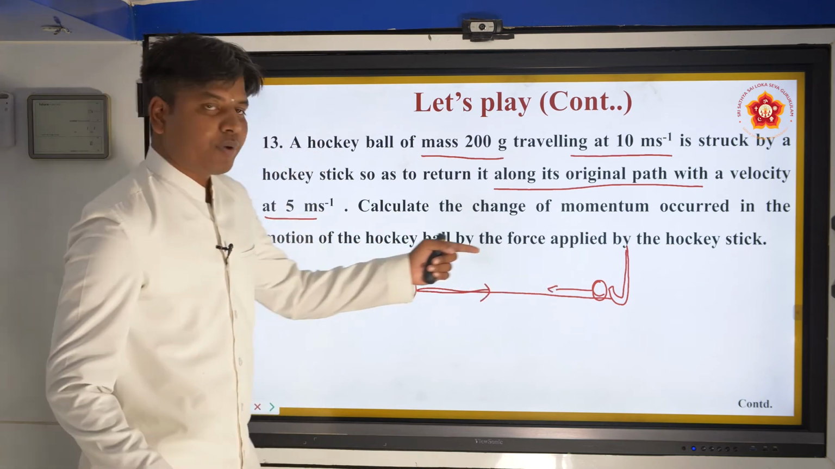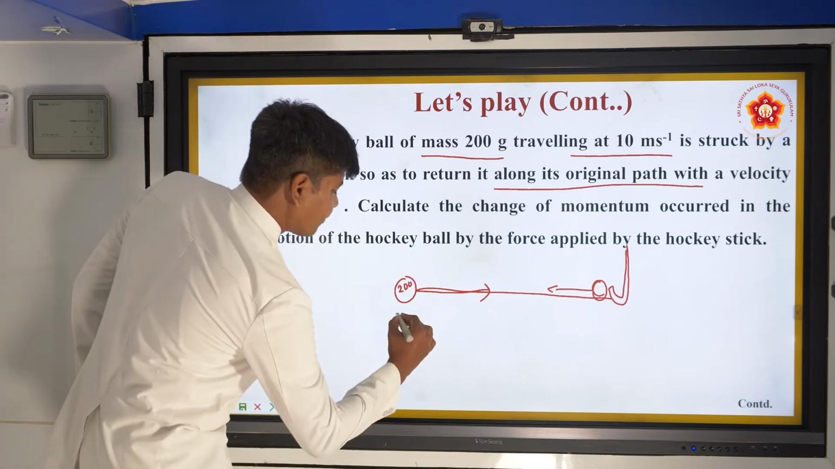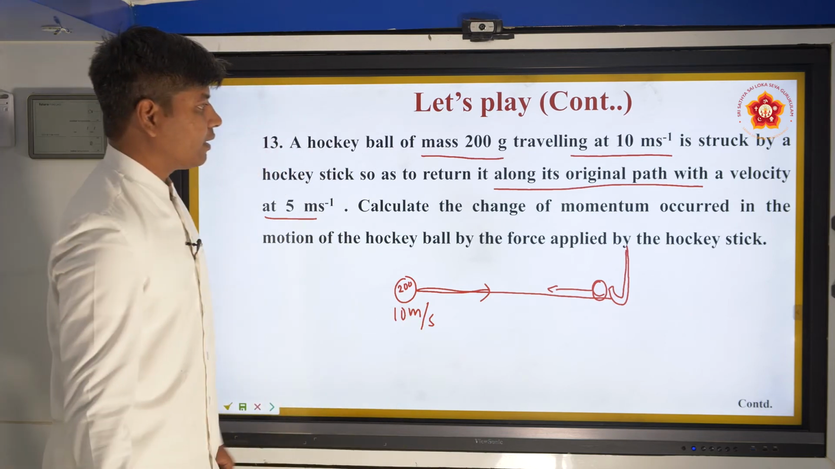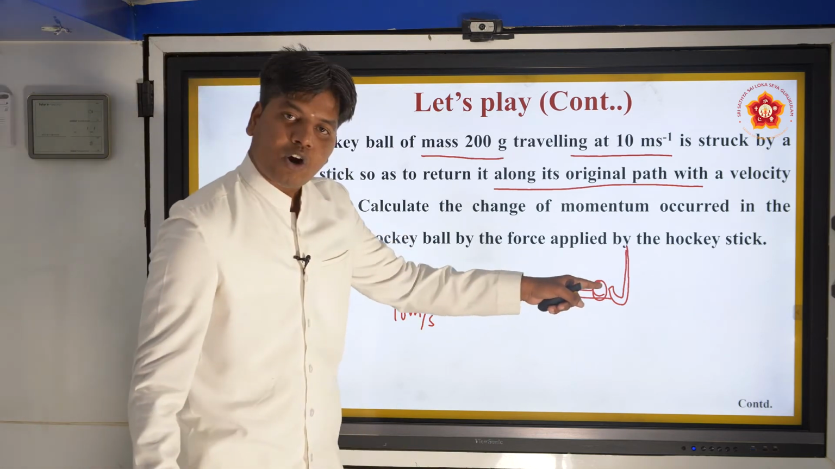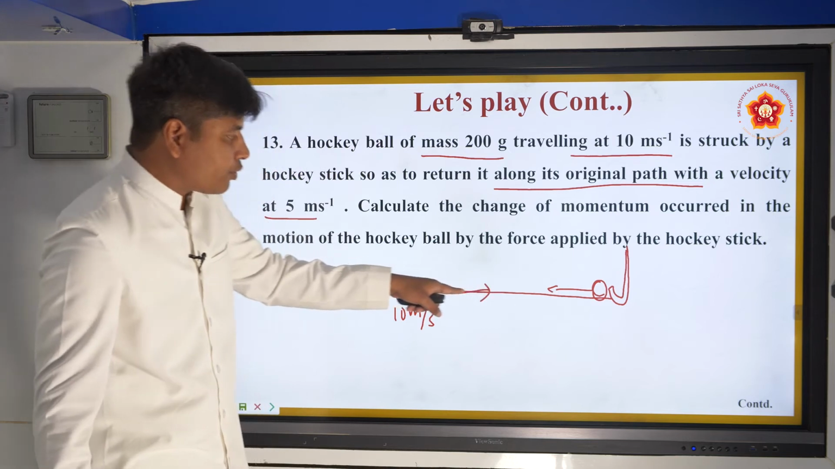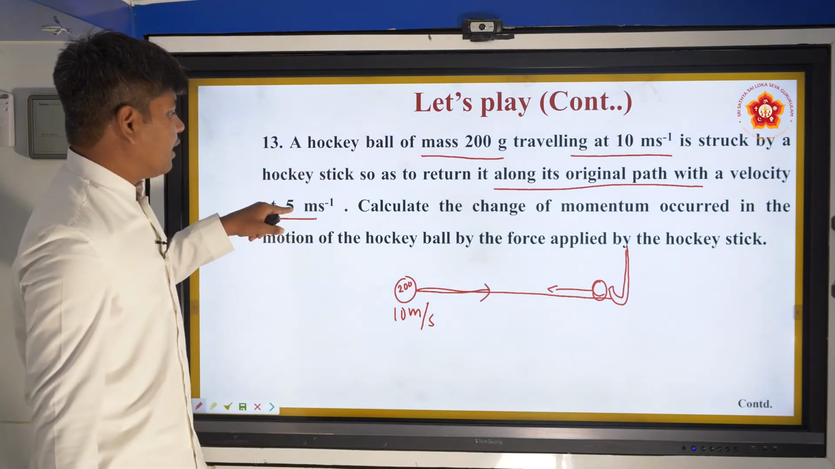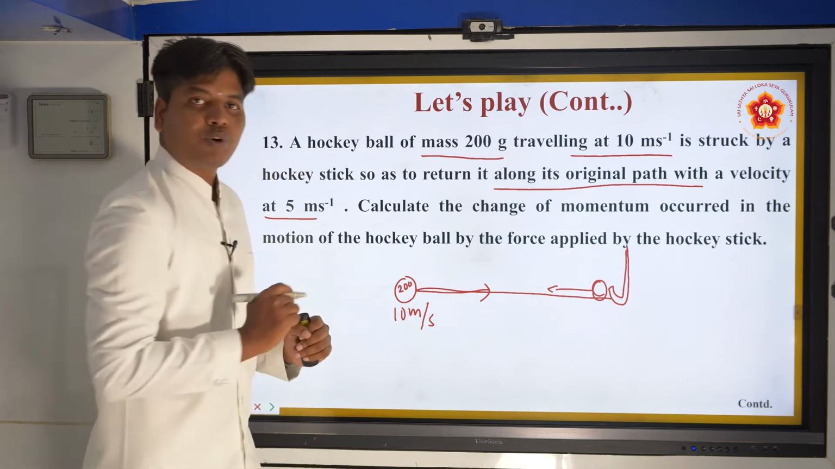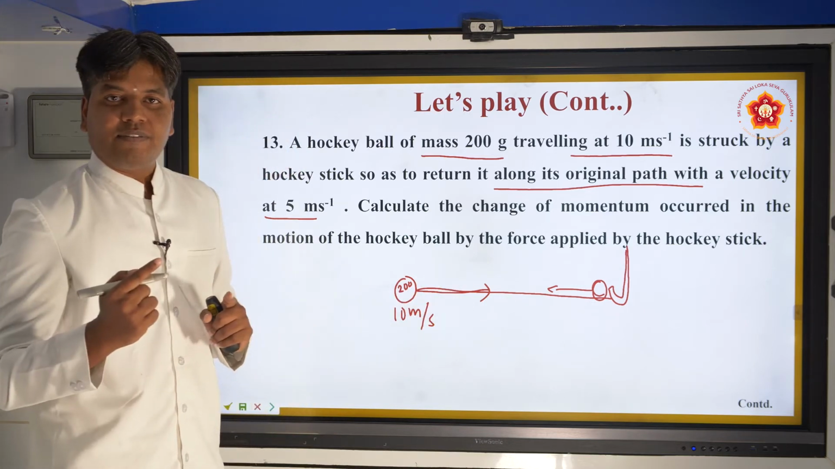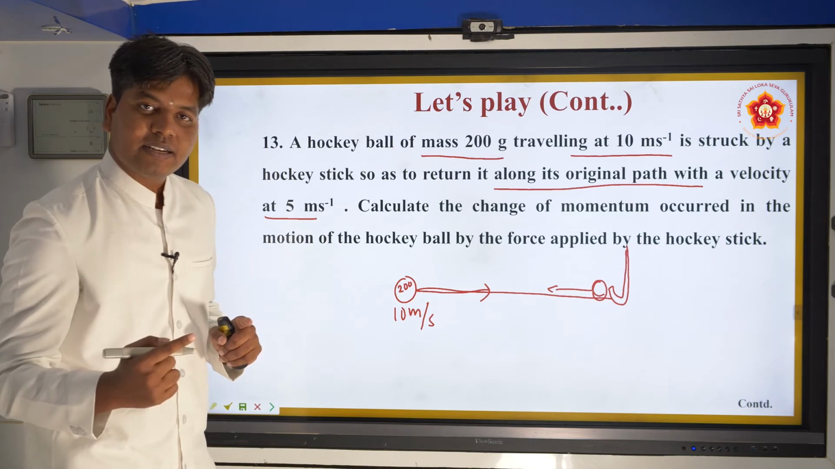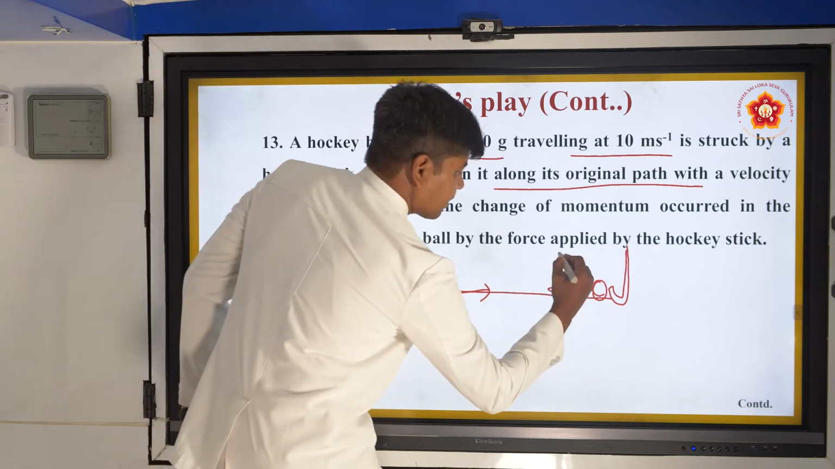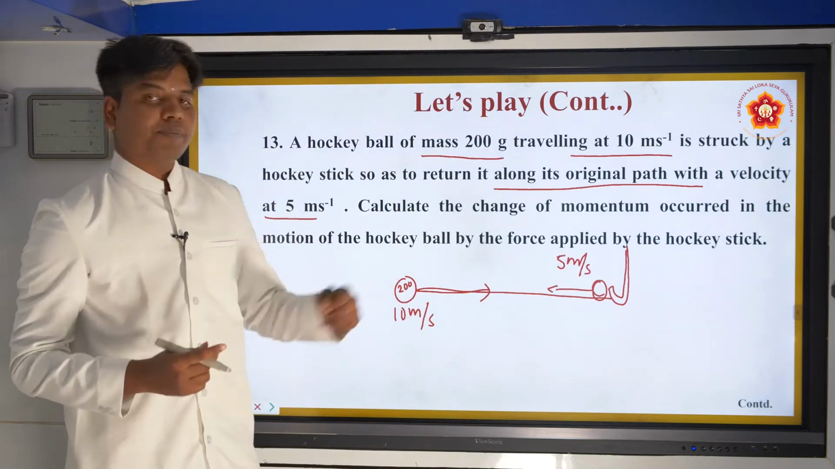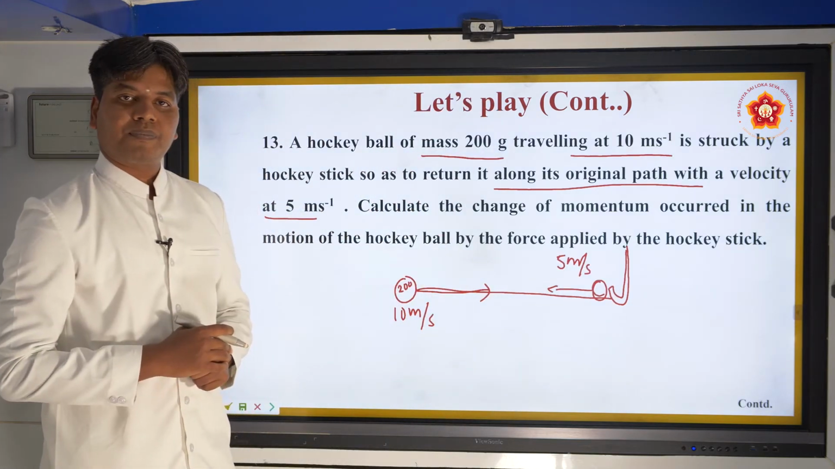As it is moving, it has a velocity of 10 meters per second. When it is hit by the hockey stick, it comes back in its original path with a magnitude of 5 meters per second. Coming back means what? It is changing its direction. So he gave the magnitude of 5 meters per second. Is it right, what I wrote?